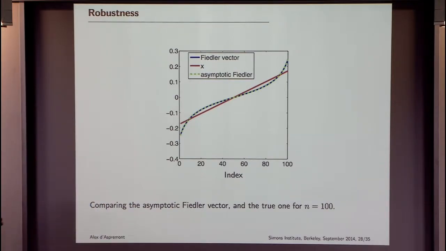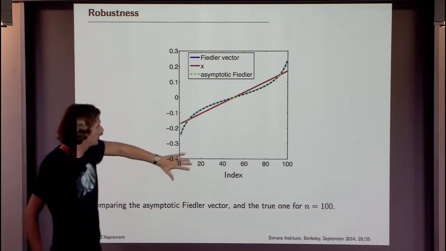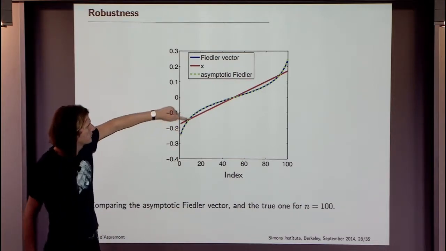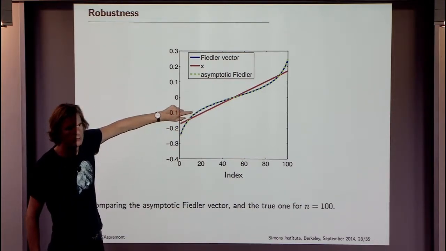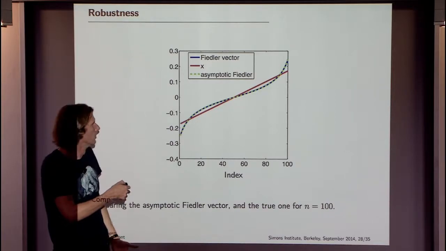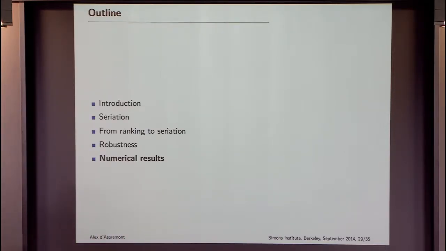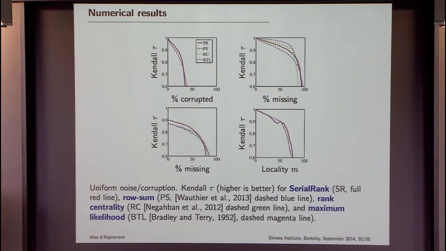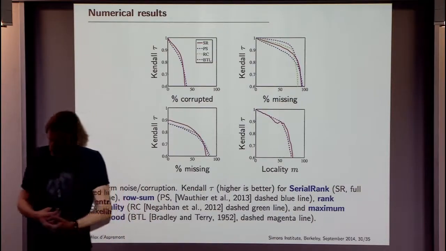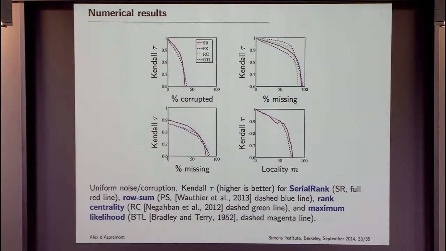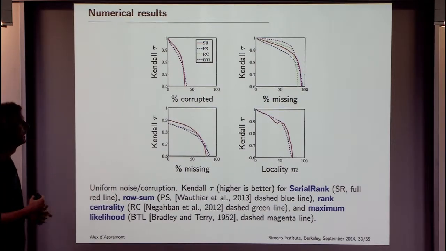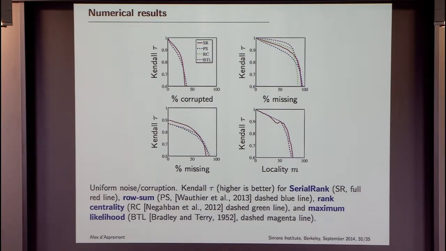So this is just a graph illustrating the difference at dimension 100 between the asymptotic formula and the true one for the Fiedler vector. The point of this graph is that there is no difference. And very quickly, I'll illustrate a few numerical results. We essentially have a new algorithm, a new class of methods for producing ranking algorithms out of pairwise preference information.